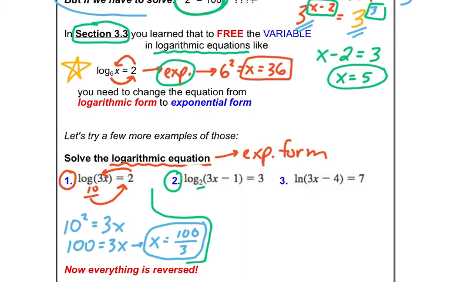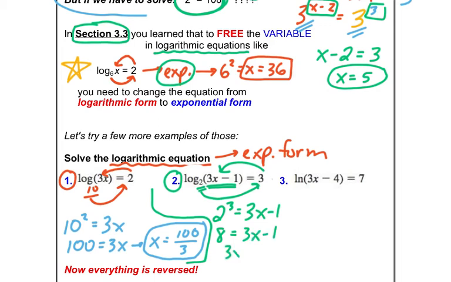Ready? 2 raised to the blank equals the entire inside, whatever's inside the log, this whole parenthesis here. Here we go. Let's write it out. 2, the base, raised to the blank equals the entire quantity inside the log, right? All right, now we're just back to algebra 1. Let's just solve for x. 2 cubed is... And let's just start isolating the x. Adding 1 and dividing by 3.